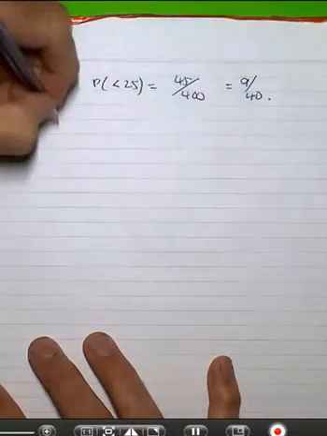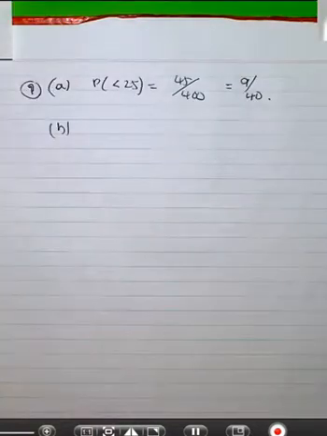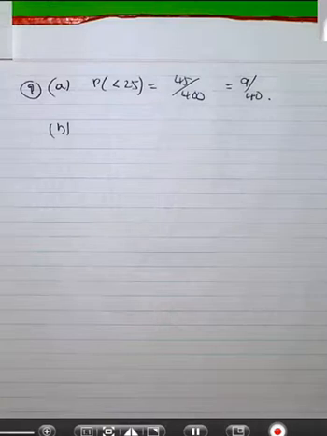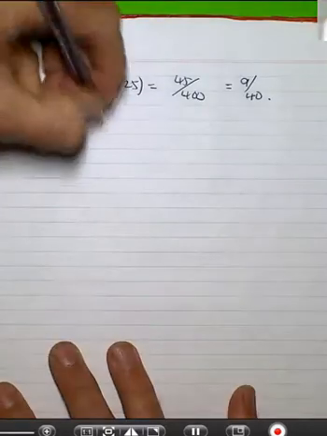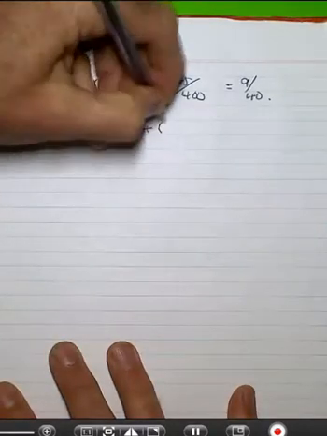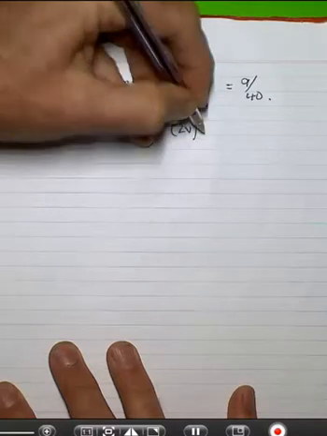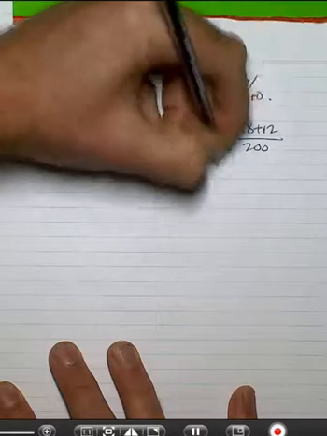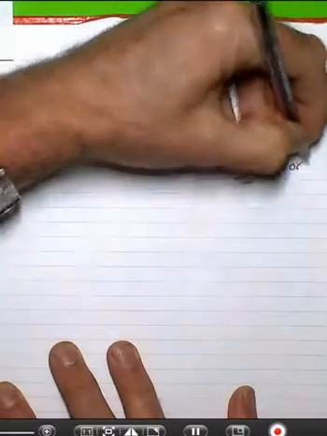Now, in the first instance, the probability that a person is under 25, 45 on 400, which gives us 9 over 80 in this instance. In the case of B, now the probability that the person's had at least one traffic violation. That's the probability of one violation plus the probability of two violations, 68 and 12 over 200, which is 0.4 or 2/5.